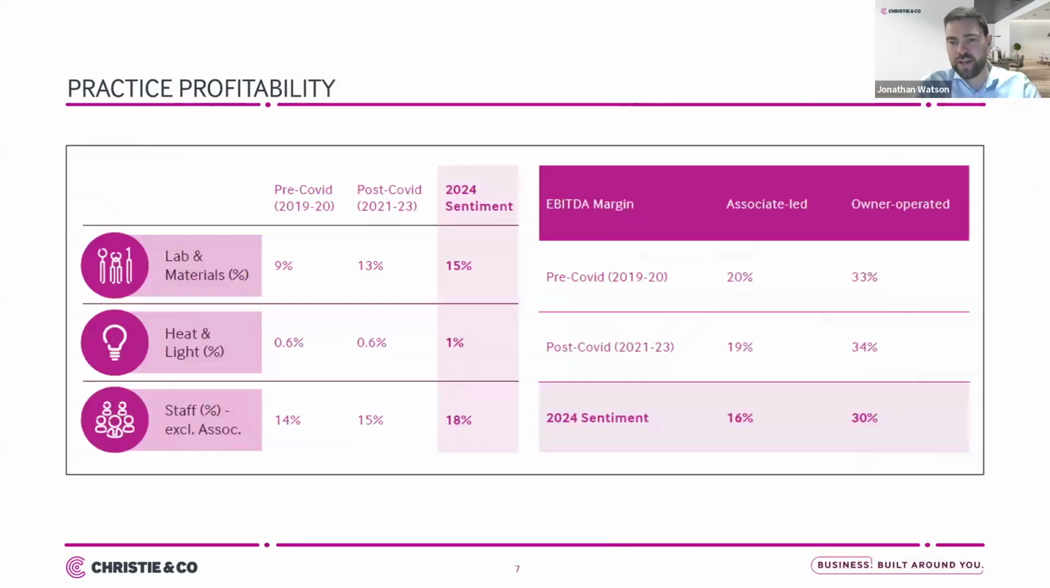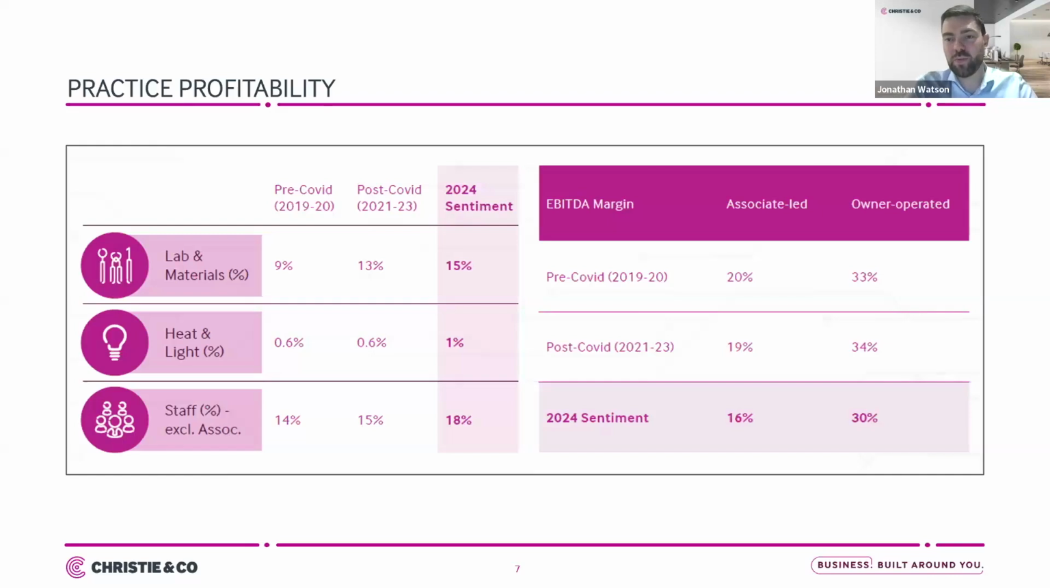Just to illustrate that, and Dan touched on quite a few of these points earlier, we saw lab and material costs, according to our data, typically between 9 and 13% of revenue the last few years. We're now seeing that as high as 15%. Obviously, you'll get a high-end private practice doing loads of implants and Invisalign, which far exceeds 15. But as an average, bear in mind we've got NHS practices in there and some plan practices with lower lab bills. We're seeing that sort of spend now.